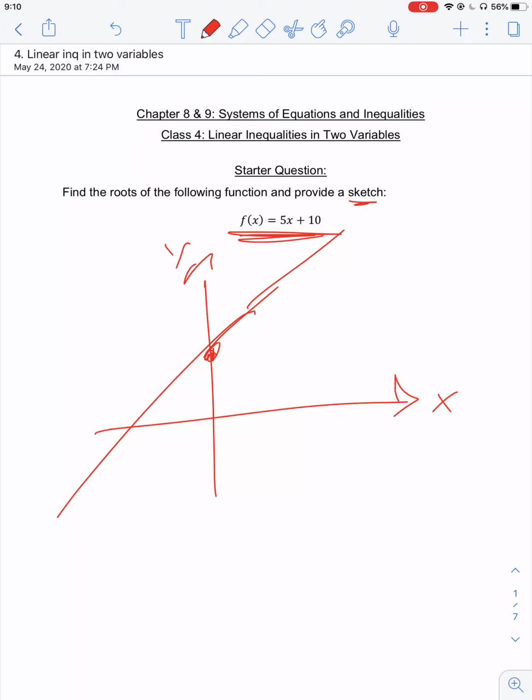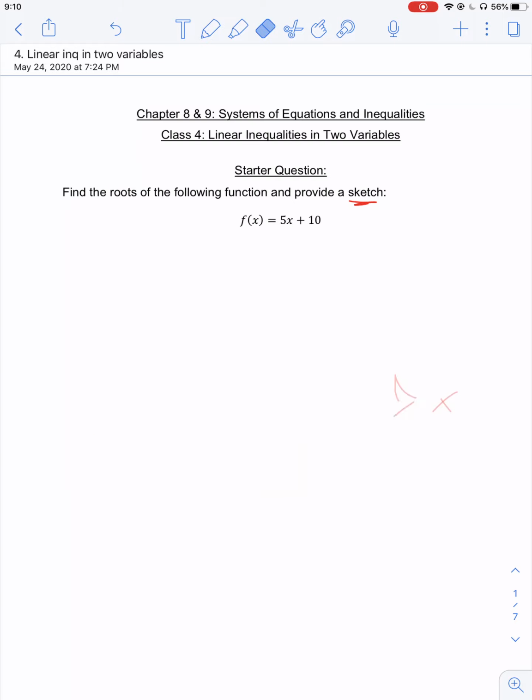But to make your sketch more precise, you actually need a second point, and your second point could be anything. But it's always nice to find the x-intercept, because the x and y intercepts usually make it really easy to graph the function. Technically you could work with any point. For this question, I'm asking you to find the x-intercept, the root, or zero, whatever.